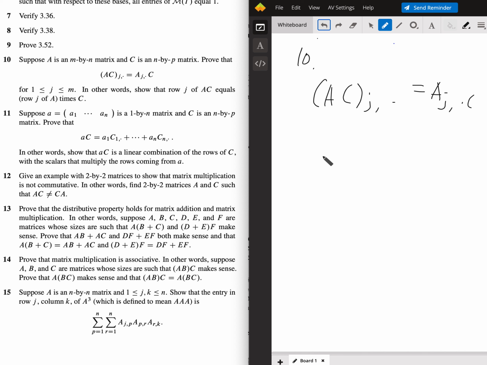Okay, so we got two matrices. One is m by n, and the other is m by p. Okay. And then prove that the jth row of AC is equal to the jth row of A times the entire matrix C.